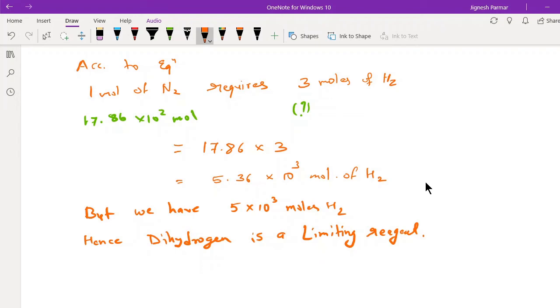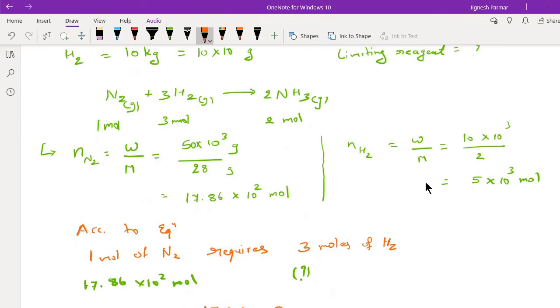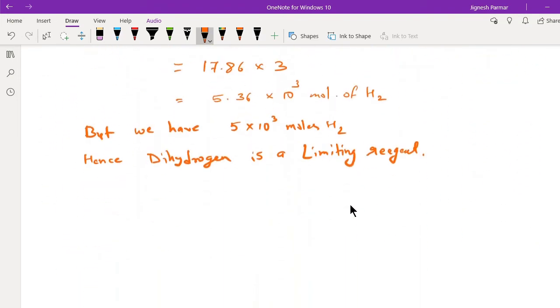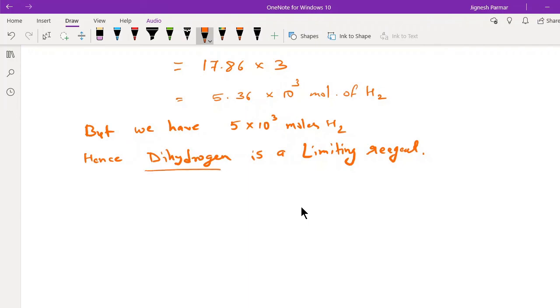Now, once we have decided this is the limiting reagent, it is going to limit my product. So the question is that you have to find out NH3. The first question is over. Who is the limiting reagent? Dihydrogen is the limiting reagent. So guys, now when we have to find the product, I will take this hydrogen.